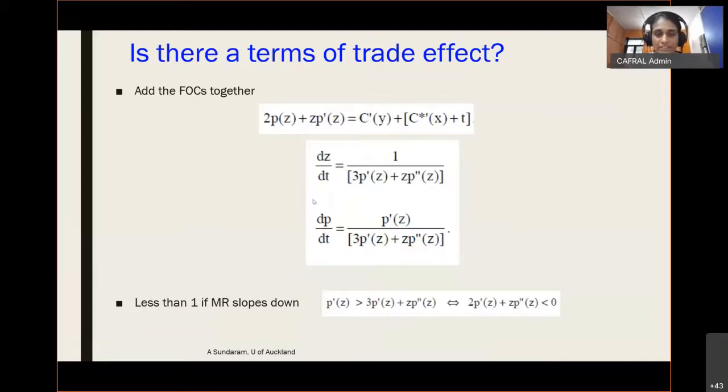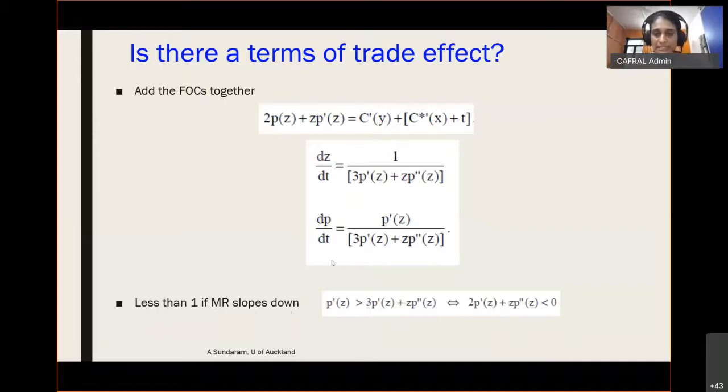We are interested in the second expression, dp over dt. Why? Because that is what tells us what happens to the price with the tariff. Does it increase, and does it increase more than the tariff or less than the tariff? Because that's what picks up the terms of trade effect. So dp over dt is less than 1 if the MR slopes down.